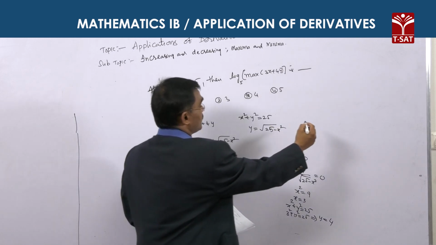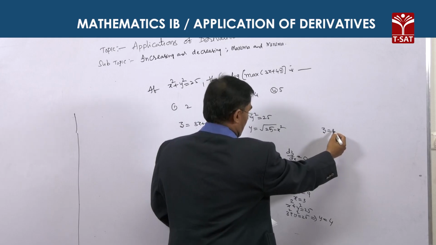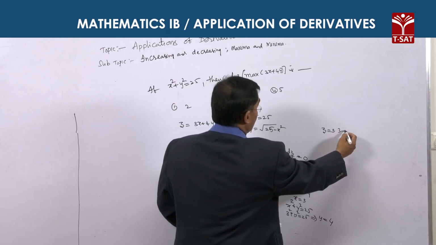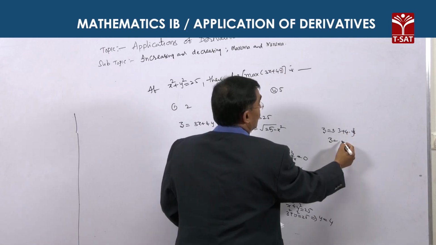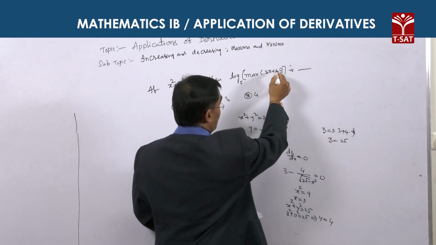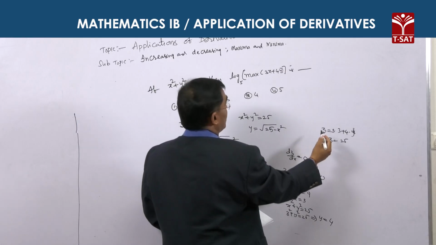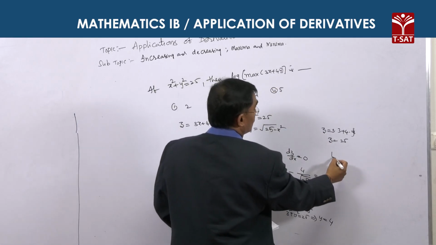What is the z value? z is equal to 3 into 3 plus 4 into 4. z is equal to 9 plus 16, z is equal to 25. The maximum value of 3x plus 4y is 25. So that is the required answer.